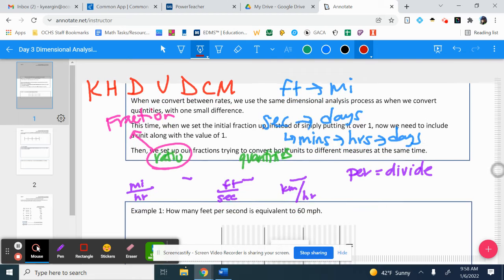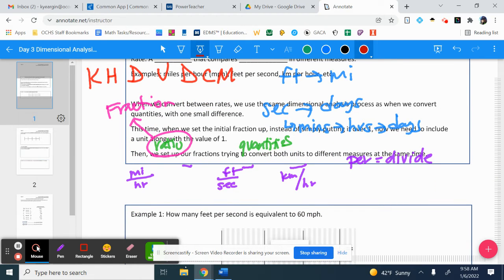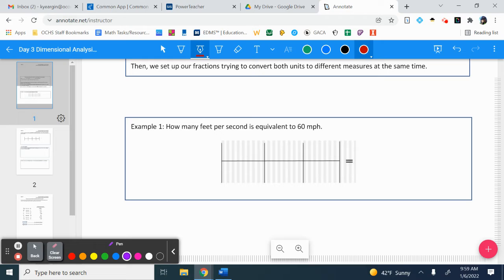Okay, so if we look at this first example, we have how many feet per second is equivalent to 60 miles per hour. Well, we need to create two of these roadmaps that we talked about yesterday. The first thing we need to ask ourselves is what's given? Is the feet per second given to us, or is that what I'm trying to find? And in this case, my miles per hour is what's given. So I'm going to start with the miles, my first part of my roadmap. And we know that miles are trying to convert into feet. We do know that we can go straight from miles to feet, so that's good.